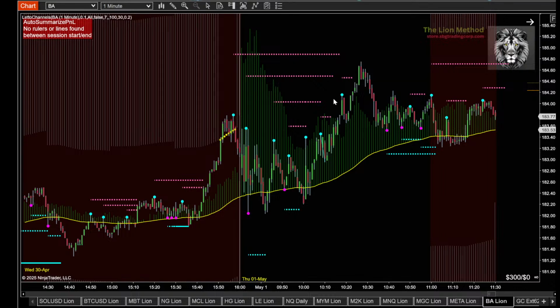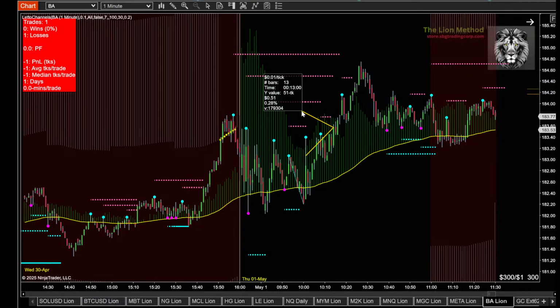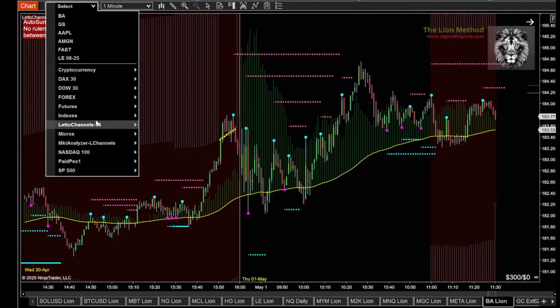Some trend trades possible. Up tendency, go long right there, target right there. Would have been filled here. Target would have been there. 51-cent scalp in Boeing. All right.